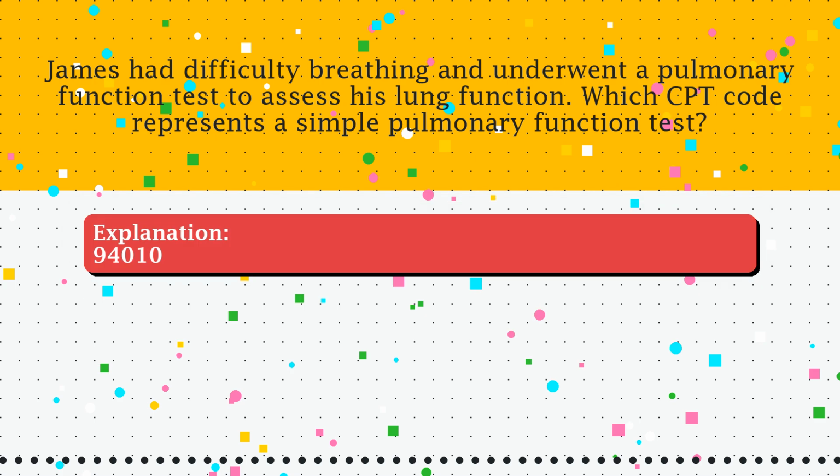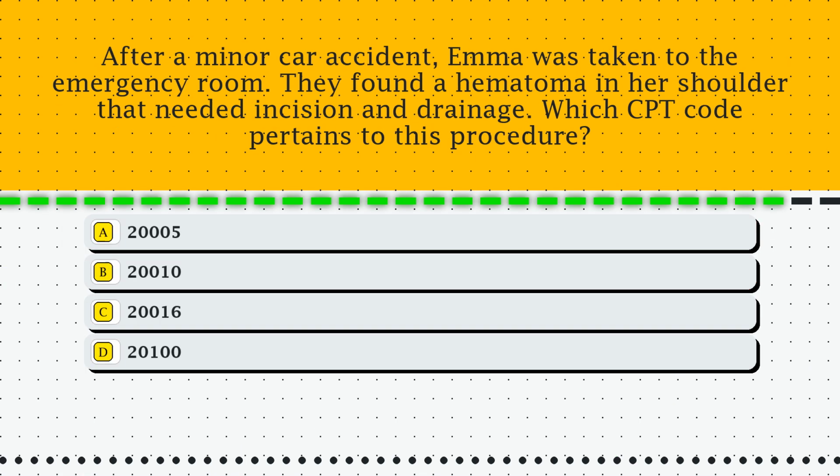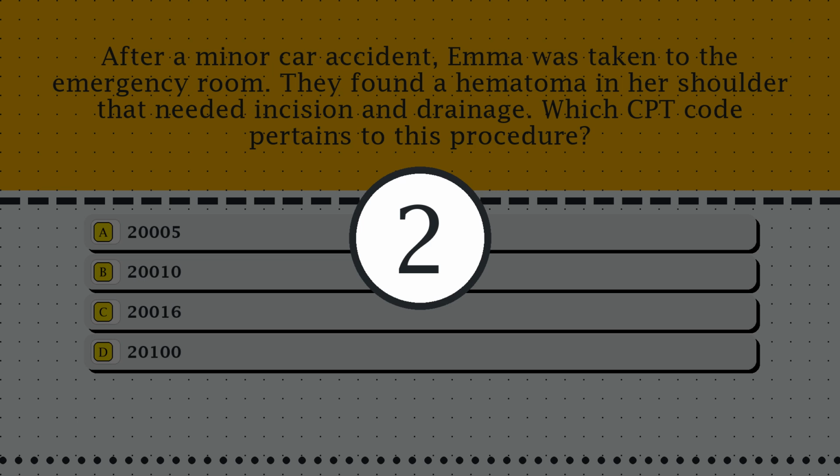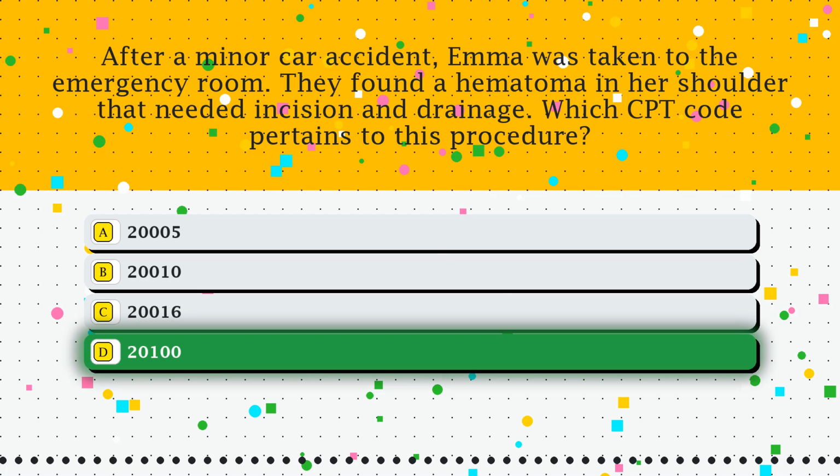Question 249. After a minor car accident, Emma was taken to the emergency room. They found a hematoma in her shoulder that needed incision and drainage. Which CPT code pertains to this procedure? Option A, 20,005. Option B, 20,010. Option C, 20,016. Option D, 20,100. The correct answer is option D, 20,100.